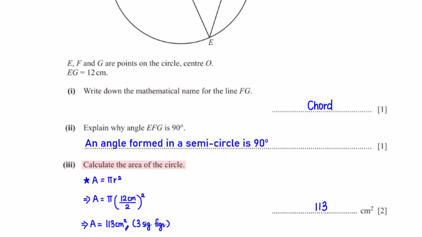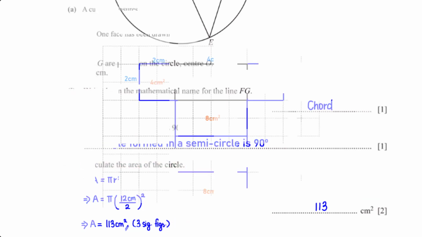Calculate the area of the circle. Here is the formula for the area of a circle. EG, which is the diameter, has been given as 12 centimeters. So the radius R would be 12 centimeters divided by 2. When we type this into the calculator, we get 113 centimeters squared, rounded to 3 significant figures.